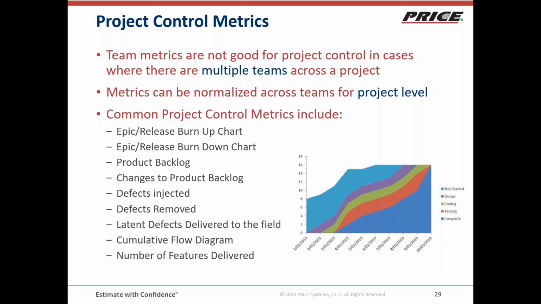A certain set of latent defects end up going to the field. And it's good to keep track of that and try to reduce that number as a team or as a group of teams. And then over here on the right, there's a cumulative flow diagram that just shows what have we done, what are we working on, what haven't we started yet. It's just project level. Here's where the project stands today. And then number of features delivered is another common project metric.